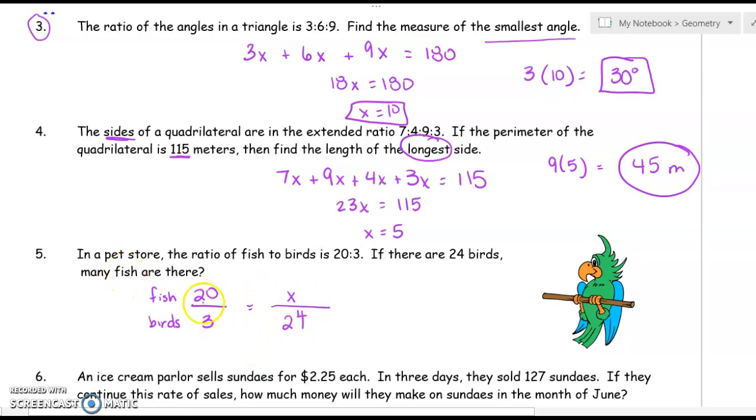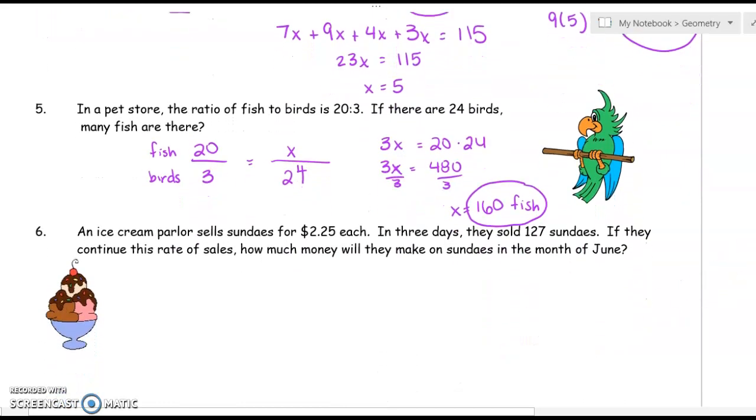And then what we're going to do is cross multiply, just like we did yesterday. So we've got 3 times x, and set it equal to the other diagonal, so 20 times 24. When you do 20 times 24, you're going to get 480. And then you divide both sides by 3. And you're going to end up with 160. And again, we're finding out how many fish. So 160 fish. Don't forget units. So fish is going to be needed.